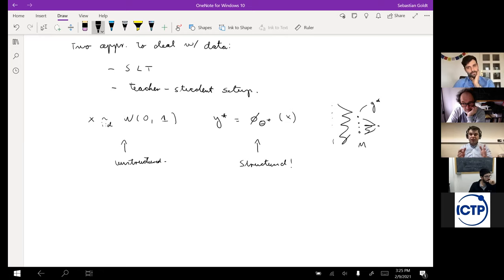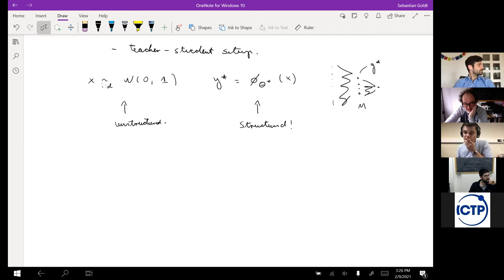In this classical teacher-student setup, there is in a sense no structure in the inputs, which is nice from a theoretical point of view, but I agree with you, it's terrible from a modeling point of view. There's only structure in the task. And what we're gonna do tomorrow is look at some recent work that we've done and that really tries to put some structure back into the X and have a slightly more realistic model of inputs within the teacher-student setup.